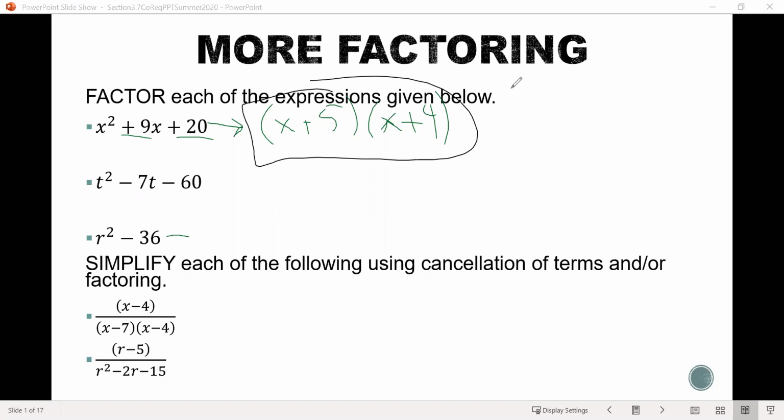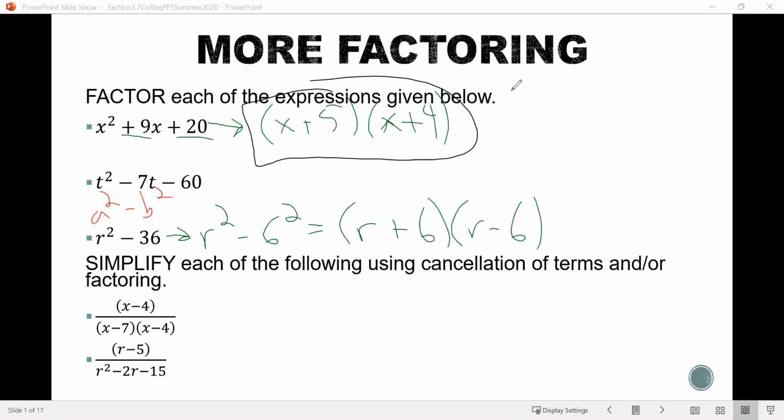Also recall for this last one, so I'm going to skip the second one, we have r squared minus 36, and recall that this is in our form a squared minus b squared, so it's something squared minus something squared, which r squared minus 36 is the same as r squared minus 6 squared. And recall that this can be factored to r plus 6 times r minus 6, or in this case a plus b times a minus b. So that would be our factorization there.